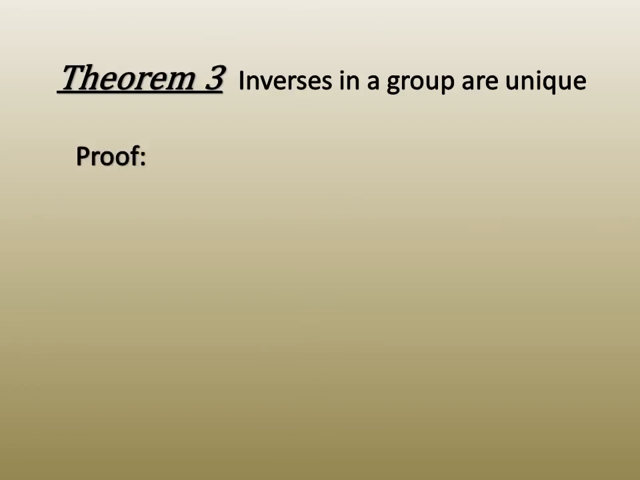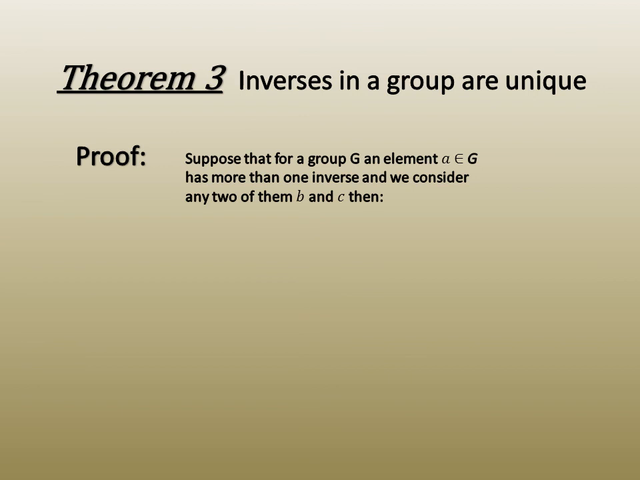Finally, we prove that the inverses of elements in a group are unique. Suppose that an element A has more than one inverse and that we consider any two of them, calling them B and C. Then A times B equals E, and A times C equals E. So A times B equals A times C. Then using theorem 2 we cancel on the left and see that B equals C. So we can speak of the inverse of an element.